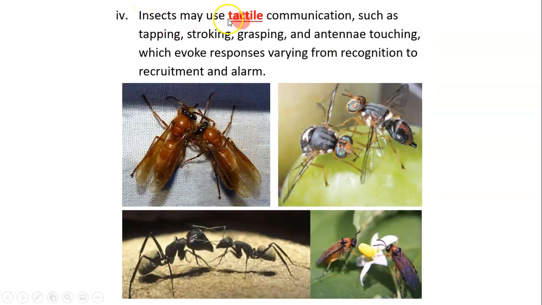Now, insects also use tactile, that's touch communication, such as tapping, stroking, grasping, and antenna touching. All of these things evoke responses varying from recognition of each other to recruitment of other organisms to their hive, and also to alarm.